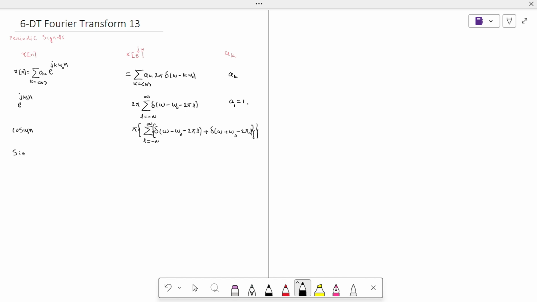Similarly, sin omega naught n gives pi by j times the sum over L from minus infinity to plus infinity of delta of omega minus omega naught minus 2 pi L, but here we get the minus sign, minus delta of omega plus omega naught minus 2 pi L. So this is sin omega naught n. And for the constant 1, taken from this formula, it equals 2 pi times the sum of delta of omega minus 2 pi L, with L from minus infinity to plus infinity. So this is the case.